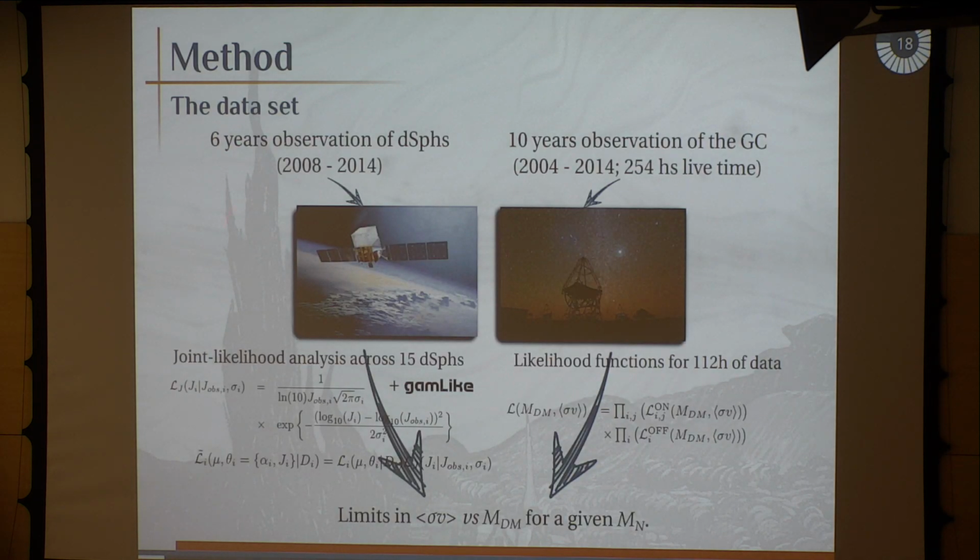So the data set, well, it's 6 years observation of dwarf spheroidals and 10 years observation of the galactic center. We perform a joint likelihood analysis in order to account for the uncertainties from these J factors using GamLike, this code developed by Christoph Weniger, part of DarkBit. And our goal then is to impose limits on the thermally averaged cross-section as a function of the mass of the dark matter and the mass of the right-handed neutrino.